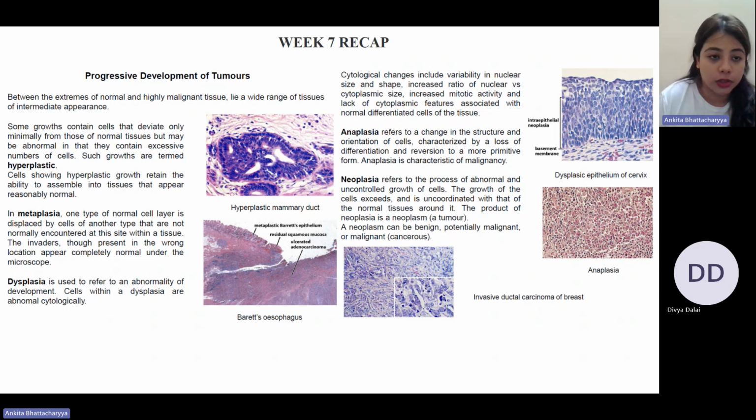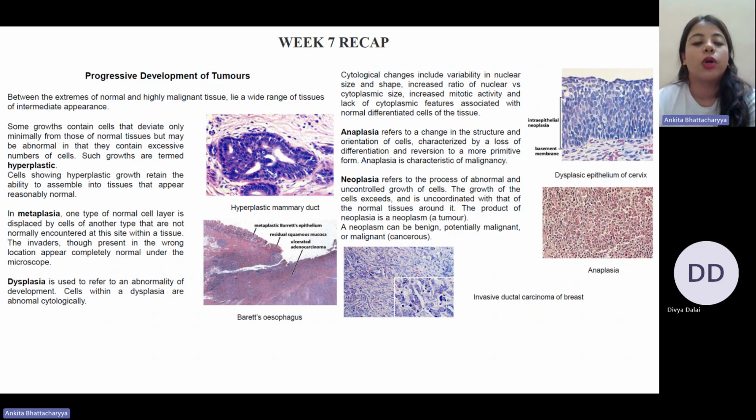So you will have some growths that have cells that deviate only very minimally from normal tissues, but they might be abnormal in that they have an excessive number of cells. Only when the cell number has increased, such a growth, like I previously said as well, is hyperplasia. You can see that in the histological section as well: a group of cells that are very darkly stained because of the number of nuclei present, and that is because of hyperplasia or excessive proliferation that has taken place.